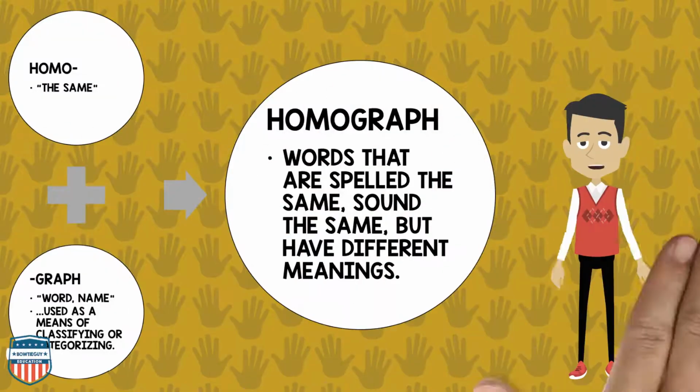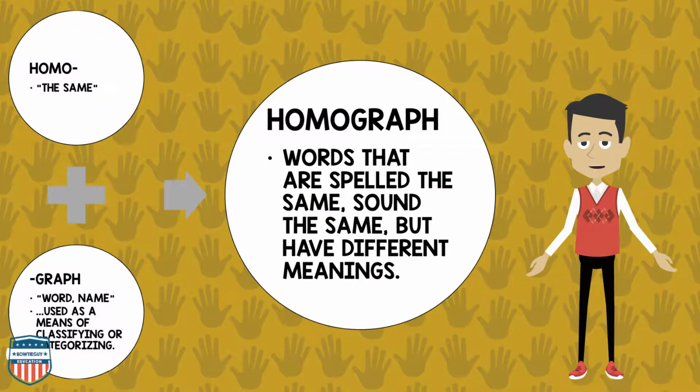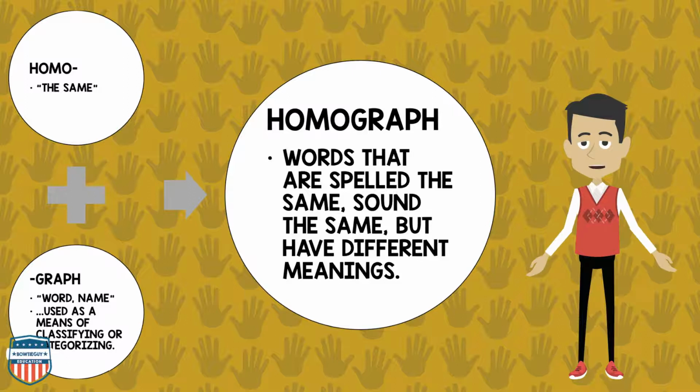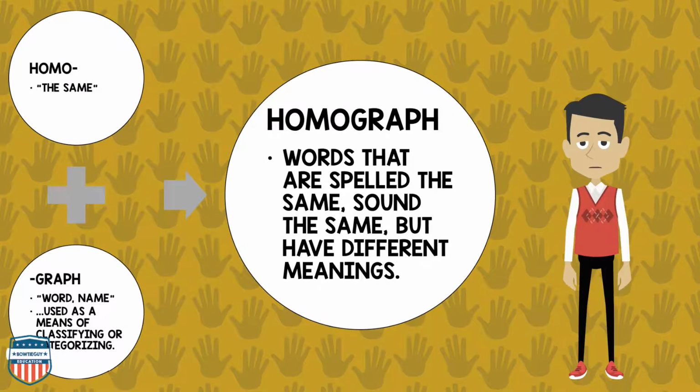Let's look at the word homograph. Take a look at the prefix homo, which means the same. Now look at the suffix graph, which means word or name. It's used as a means of classifying or categorizing. Homograph, words that are spelled the same, sound the same, but have different meanings.